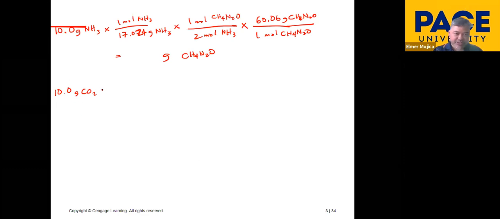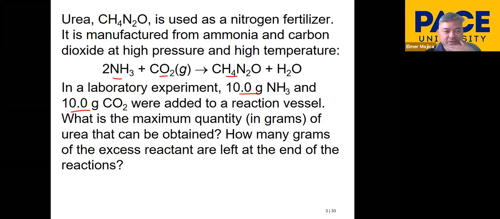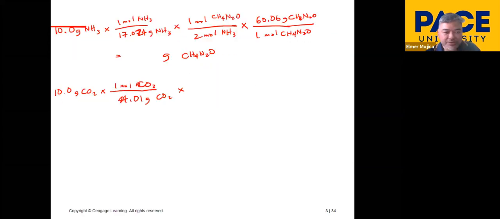So do the same thing here, but this time it's carbon dioxide. So I have 1 mole of CO2, which is 44.01 grams of CO2. And then, based on the reaction, for every 1 mole of carbon dioxide, you have 1 mole of urea.